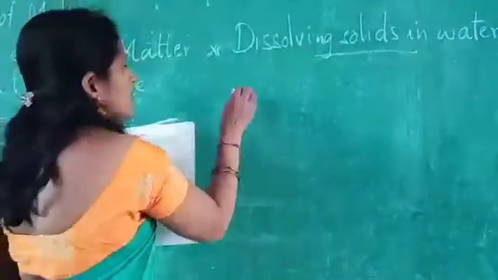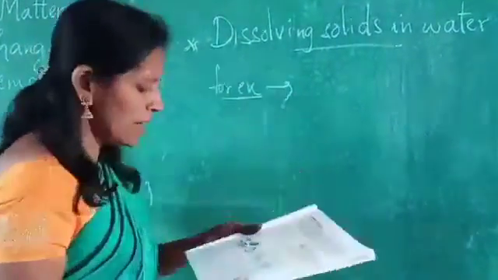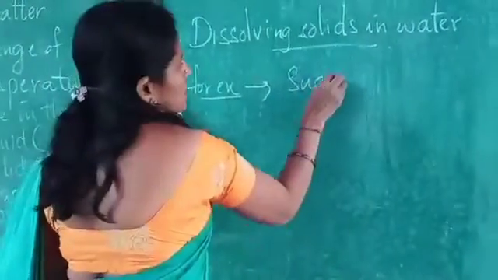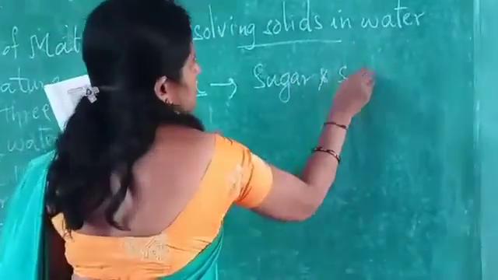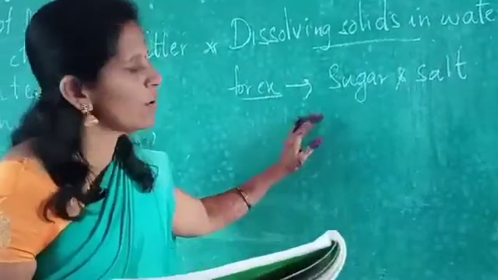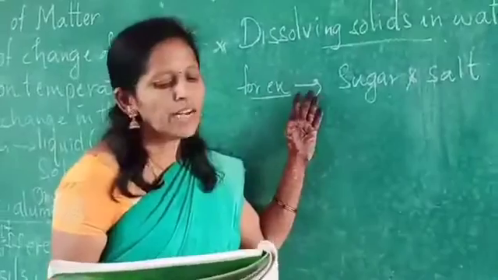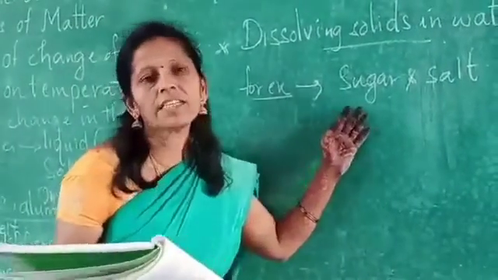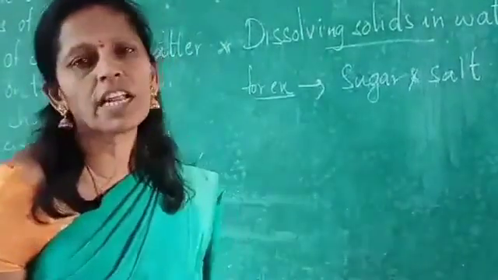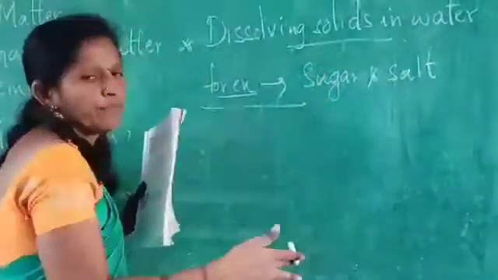For example, can sand dissolve? No. Sugar and salt, these both can dissolve in water. Yes or no? They are soluble in water. So sugar and salt are soluble in water. Substances that do not dissolve in water are called insoluble. Can this dissolve? Yes or no?